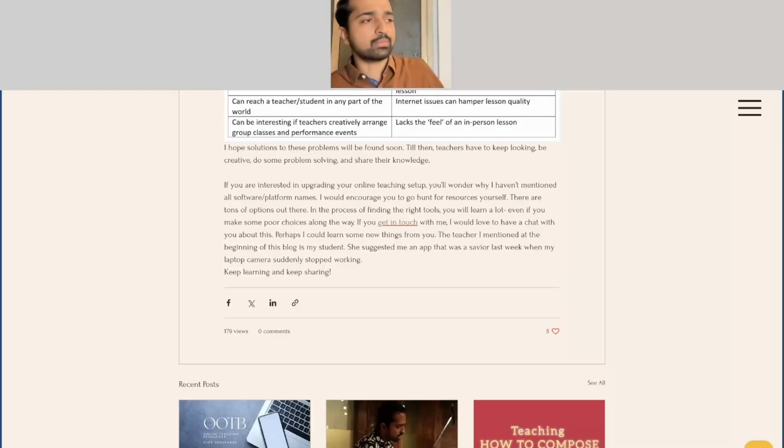Oh yeah, my laptop camera stopped working all of a sudden. So my student, I think it was Purvi, suggested some app which makes use of the phone camera, and it connects over Wi-Fi, and I can use that as my camera device. But anyway, that helped me a lot.